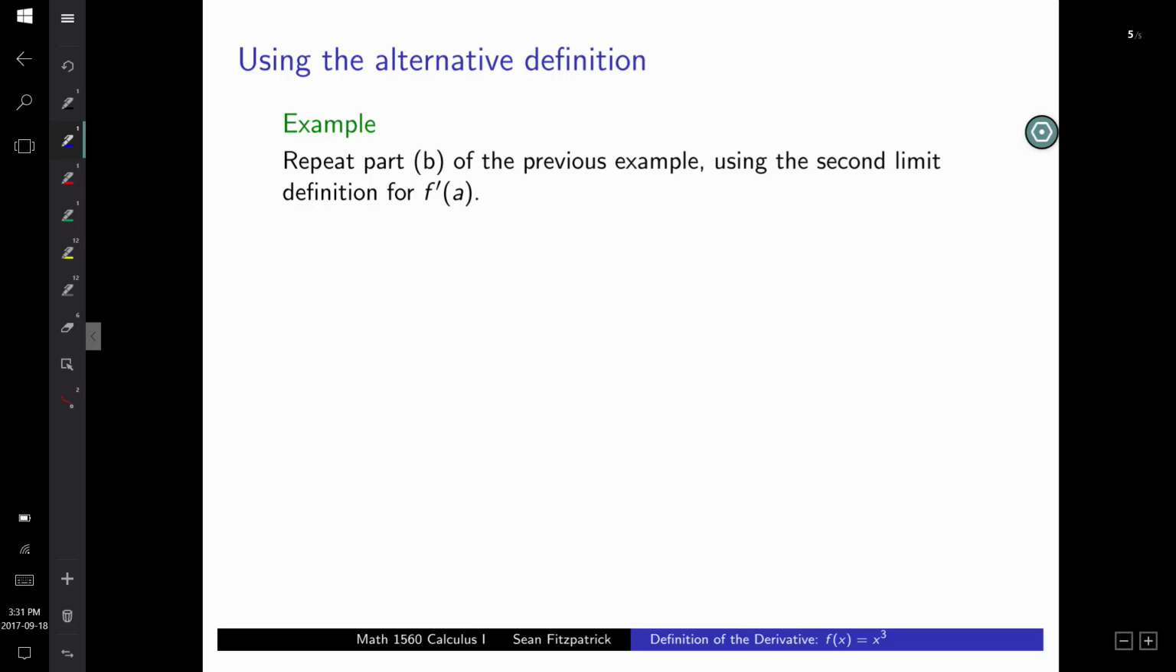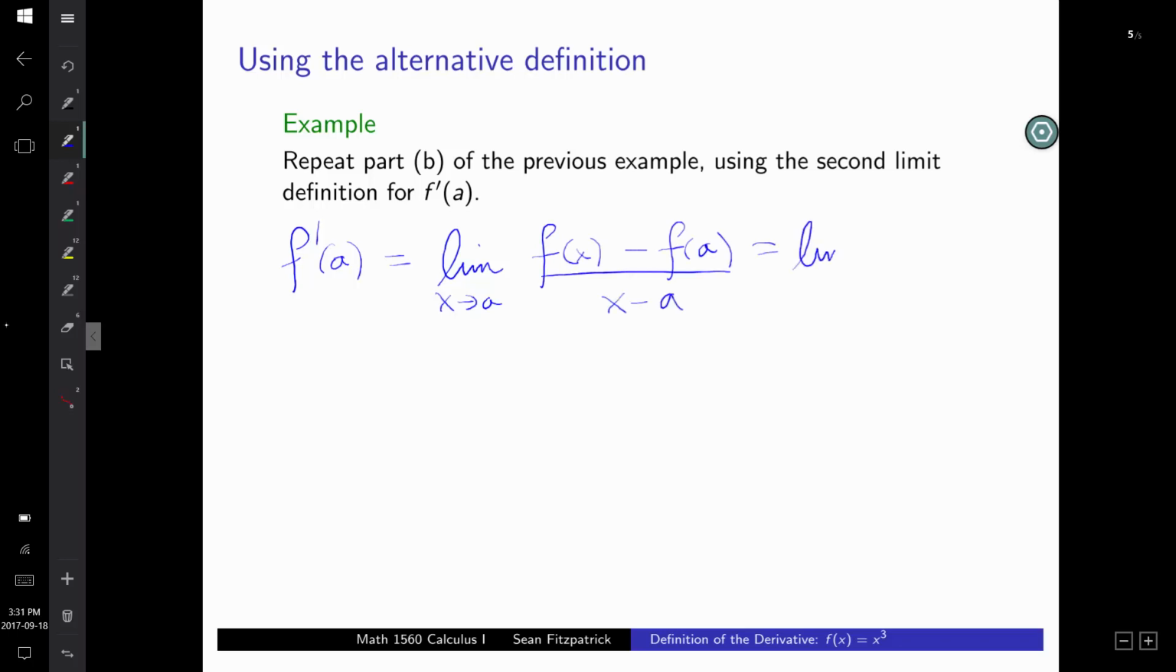So we're going to calculate f prime of a at a general point. So what does f prime of a look like? Okay, so f prime of a would be the limit x approaching a of f of x minus f of a over x minus a. So the limit x approaching a of x cubed minus a cubed over x minus a. So I don't have to worry about the binomial theorem anymore. I don't have a binomial to cube, which is kind of nice. But I still have a bit of algebra.